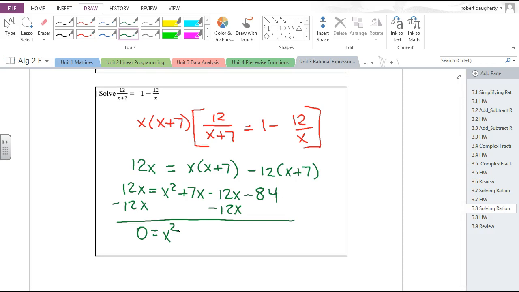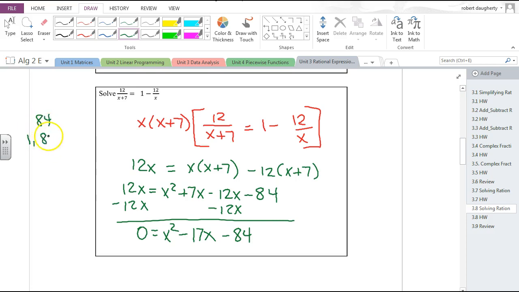What is negative 12x plus 7x, minus 12x? Negative 24 plus 7. Negative 17x minus 84. Okay.